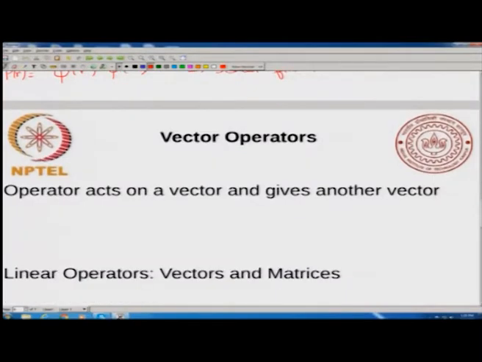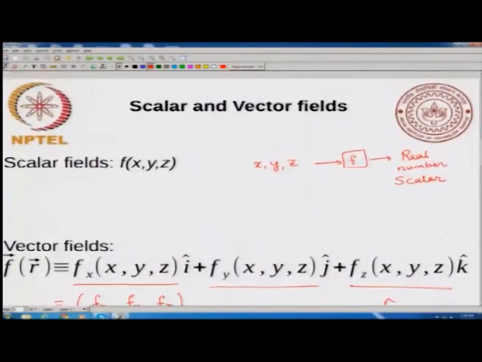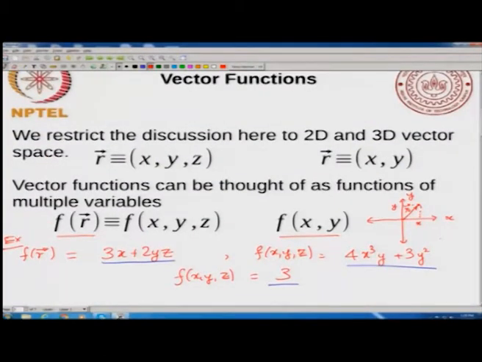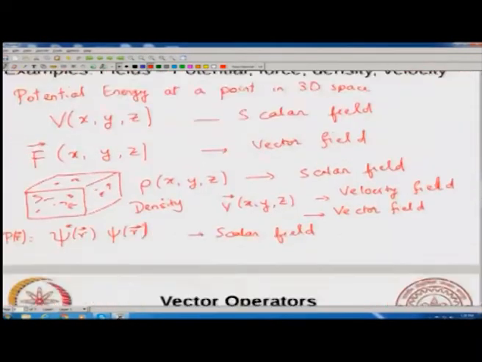Now what we have done here is we have tried to define functions of vectors. We have tried to take vectors and define functions of vectors. And in defining these, we saw that there can be two types of functions: functions which are scalars, called scalar fields, and functions which are vectors, called vector fields. So scalar functions are called scalar fields, vector functions are called vector fields.